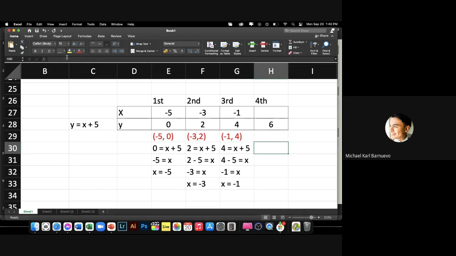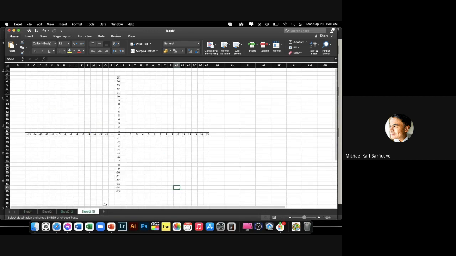Okay, last one, we have 6 is equal to x plus 5. Transpose uli natin, 6 minus 5 is equal to x. X is now equal to 1. So fourth coordinate natin is 1, 6. Alright. Very good class. Sir, alam na namin yan. Well, very good. I'm sure most of you alam na to. So, again, we are only refreshing your minds.